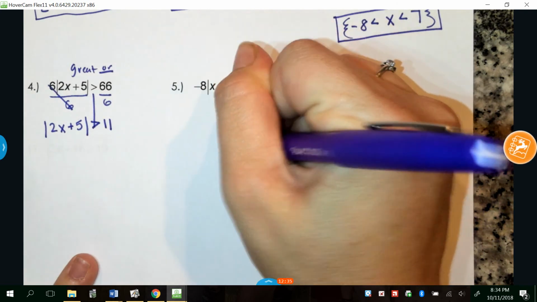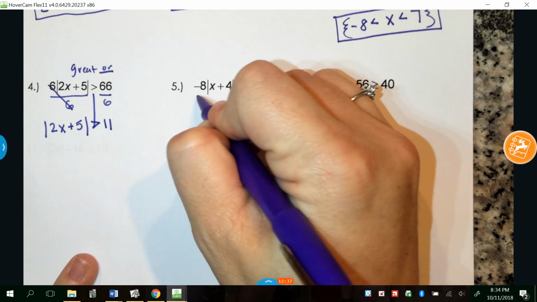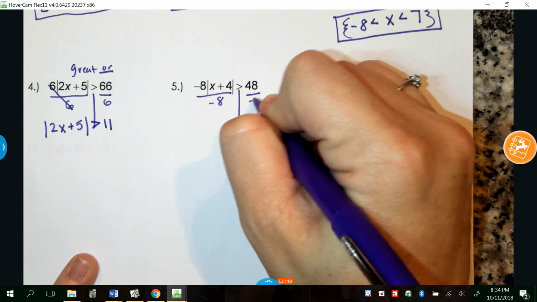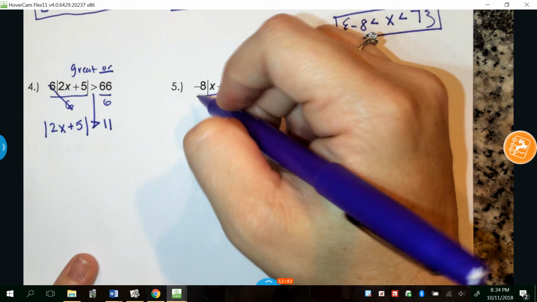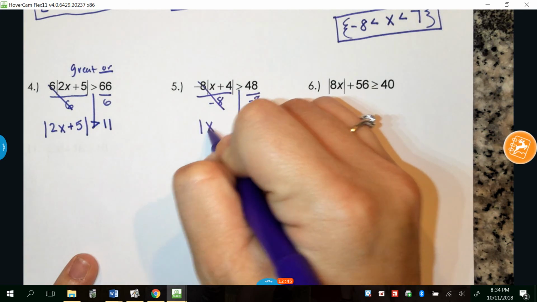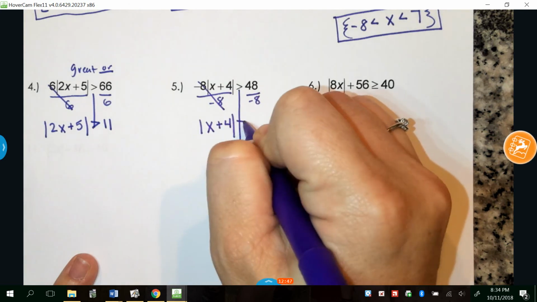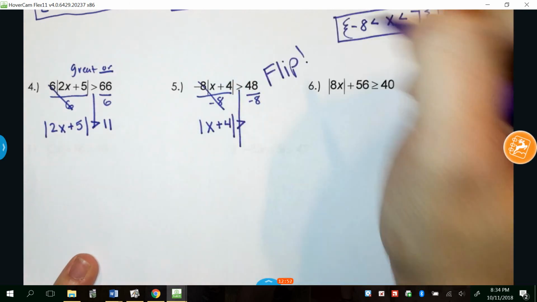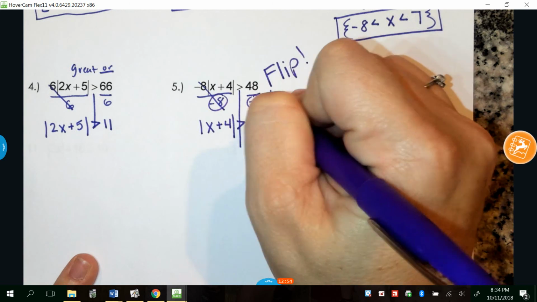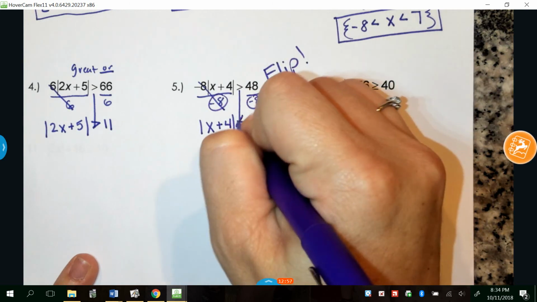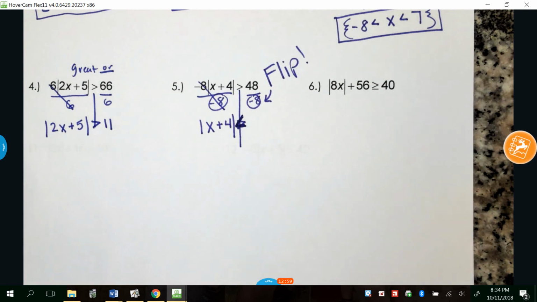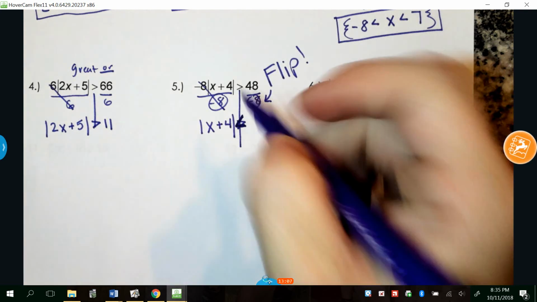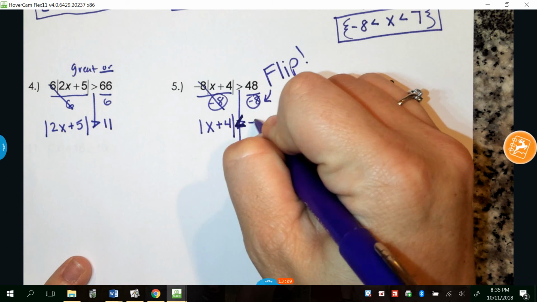Okay, so here, I have to get my absolute value bars by themselves, so I need to divide by negative 8. Negative 8 divided by negative 8 cancels. I'm left with the absolute value bar of x plus 4 is greater than, oh, nope, I need to flip. Why do I need to flip? I'm glad I caught myself. Because I divided by a negative. Okay, so this should be this way. So 48, make sure you fix yours if you did what I did. Okay, so 48 divided by negative 8 is negative 6.